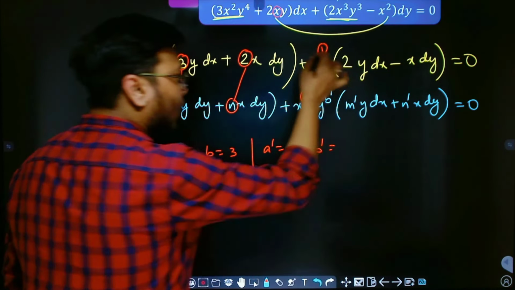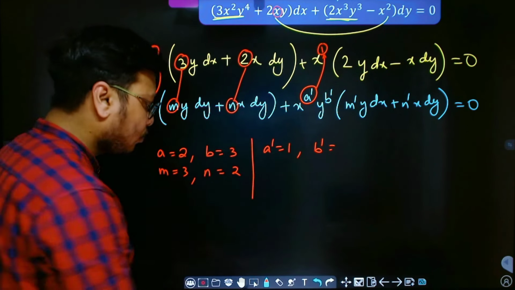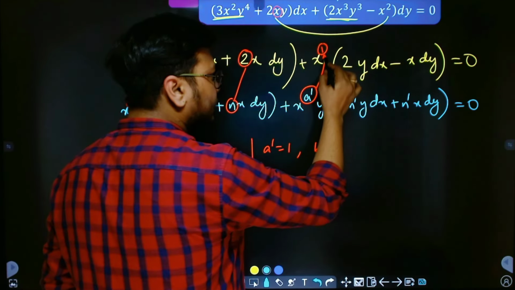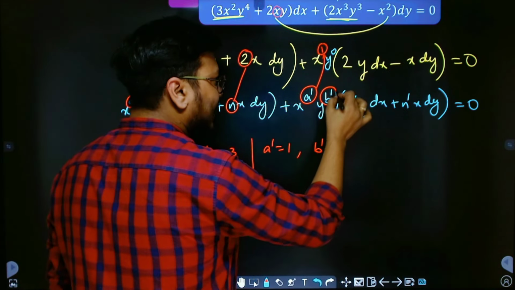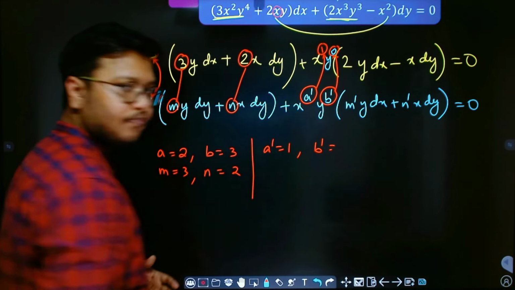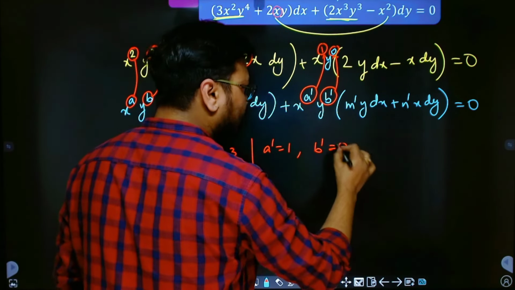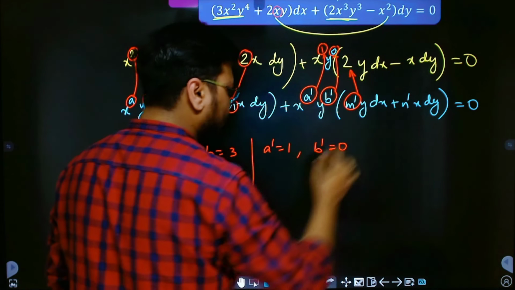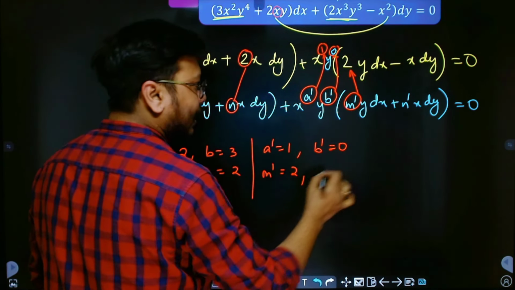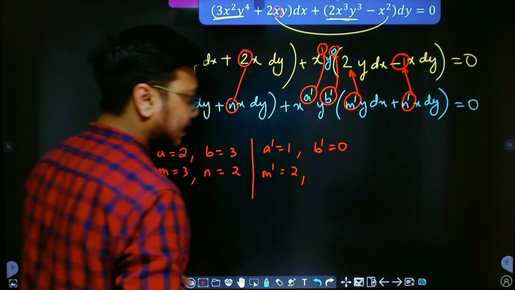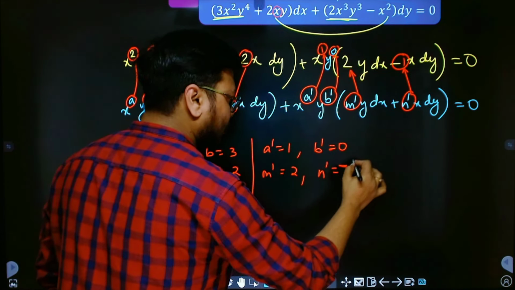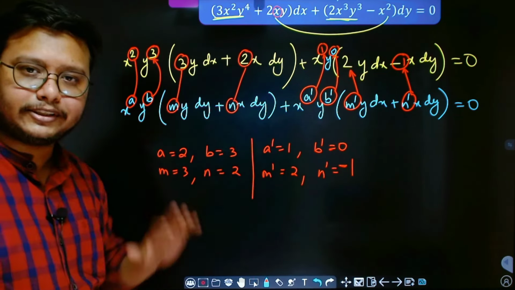B dash, y is not present at all. So y is not present means y to the power 0, right? Y not present. So that means b dash is how much? B dash is 0, right? So b dash is 0. M dash is 2. And n dash, that's minus 1, right? So n dash is minus 1. So we have got the constant values.